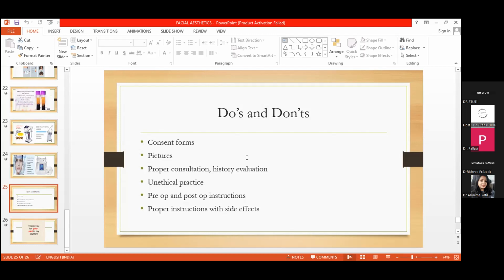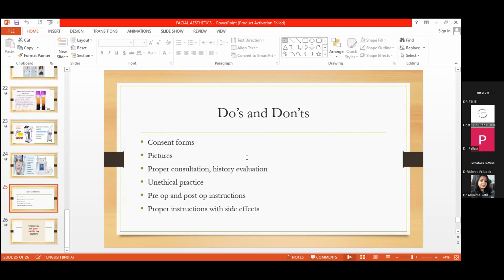Pre or post op instruction should be given properly. The product should be written down, penned down, which should be used in daytime, which should be used in night time, how many times they should be used. All these instructions should be given properly, and proper instructions with side effects.